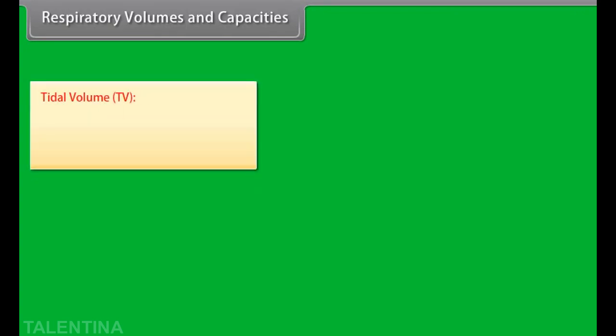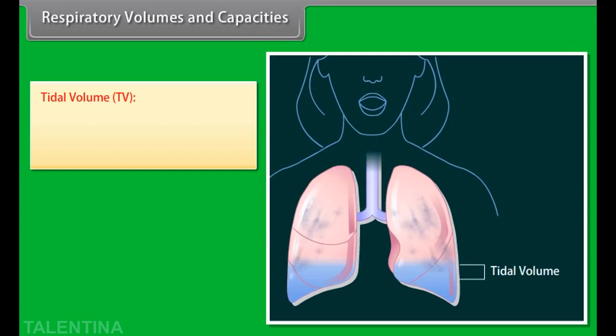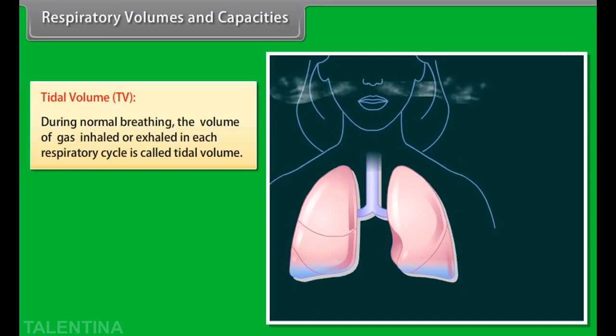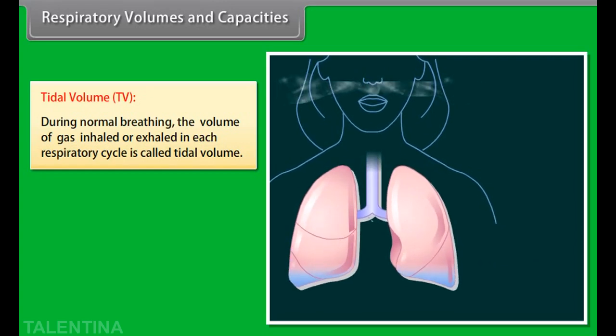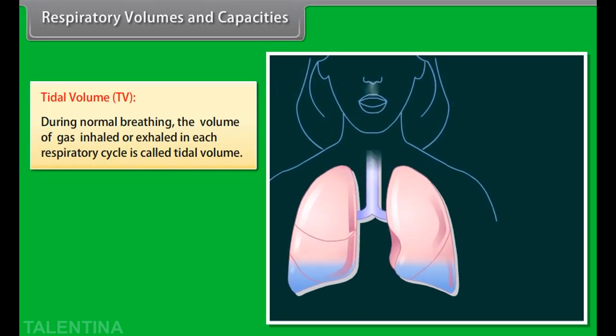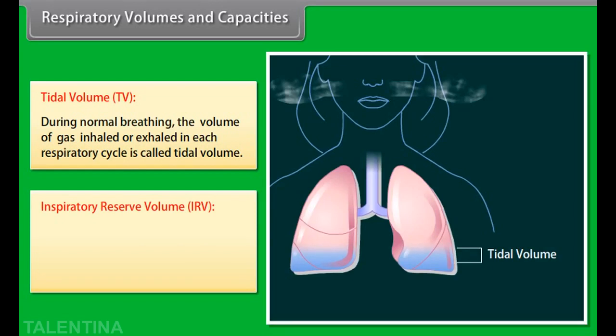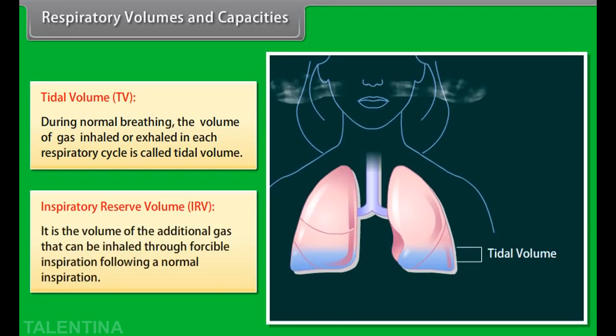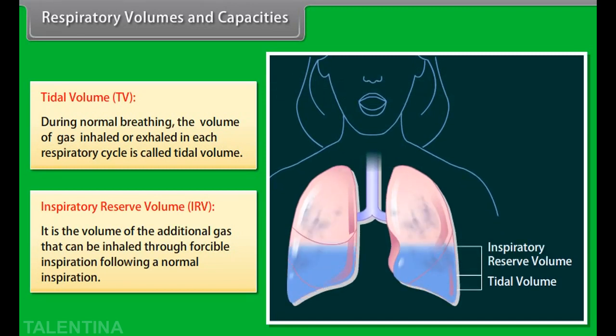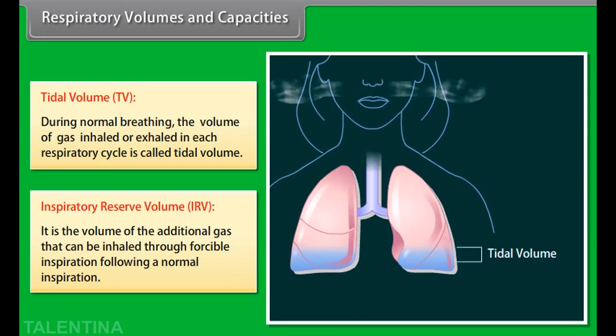Respiratory volumes and capacities. Tidal volume, TV. During normal breathing, the volume of gas inhaled or exhaled in each respiratory cycle is called the tidal volume. Inspiratory reserve volume, IRV. It is the volume of the additional gas that can be inhaled through forcible inspiration following a normal inspiration.